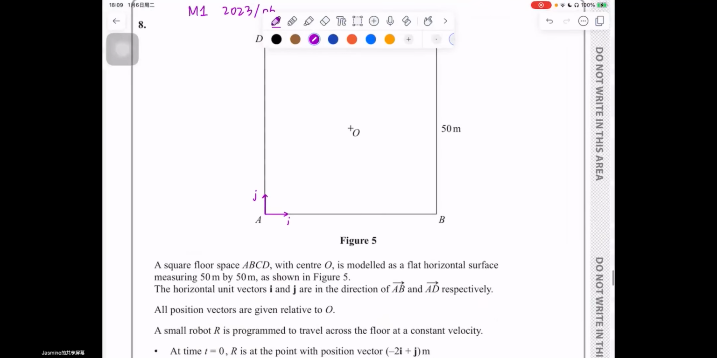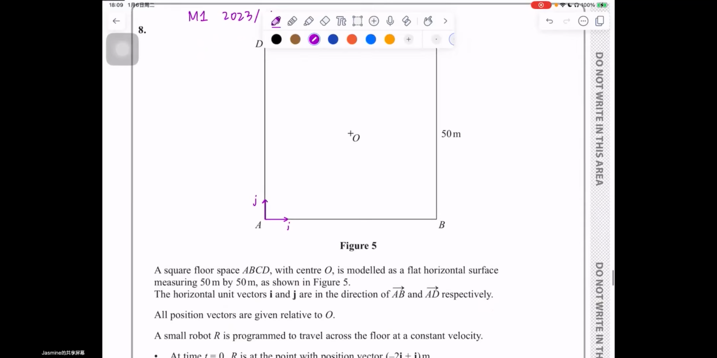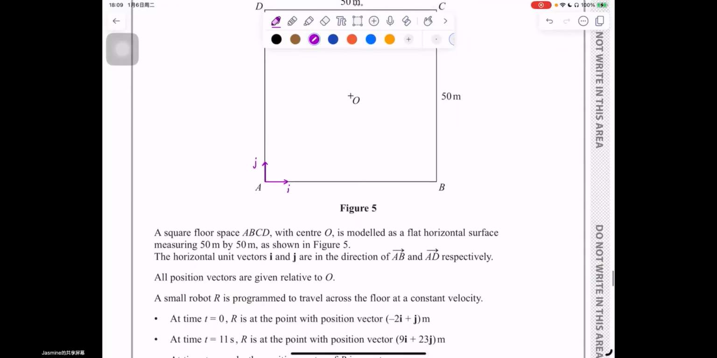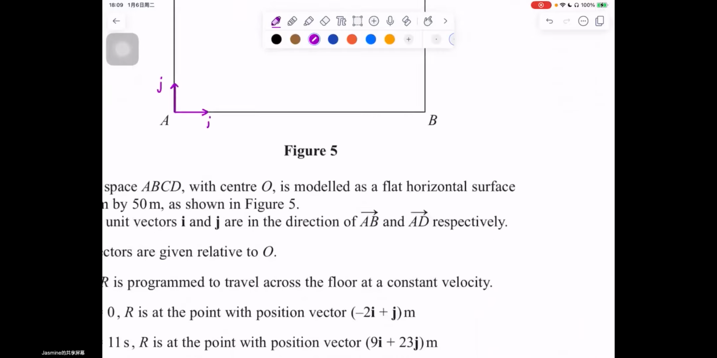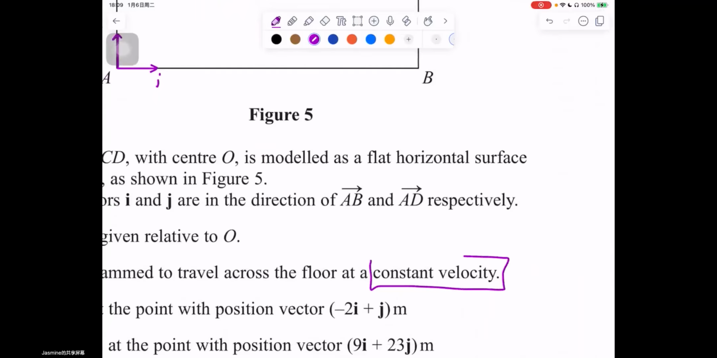A square floor space ABCD with center O is modeled as a flat horizontal surface measuring 50 meters by 50 meters as shown in figure 5. The horizontal unit vectors i and j are in the direction of AB and AD respectively. All position vectors are given relative to O. A small robot R is programmed to travel across the floor at a constant velocity. So this one is a very important condition, and we're going to use it in our questions.